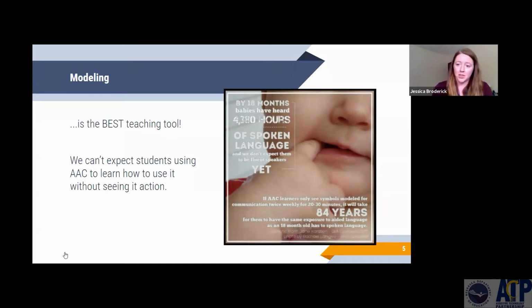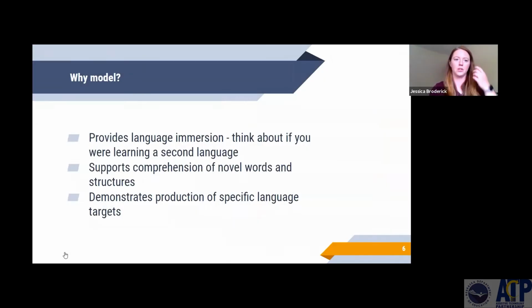I also talk about this sometimes as learning a second language. I'm a native English speaker, and if I was learning German, one of the best ways for me to do that would be to go to Germany and hear nothing but German, because you're forced to kind of figure it out and you're totally immersed in it, hearing it every day, seeing it every day, speaking it every day. That's the opportunity we want to give our AAC learners too.